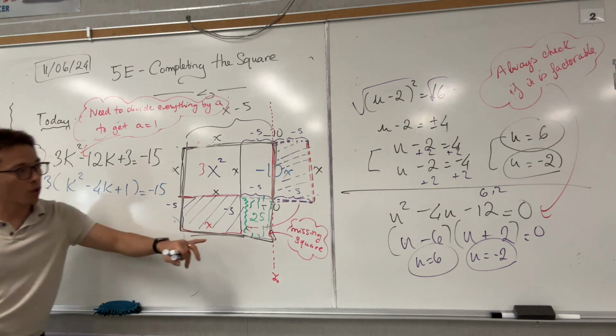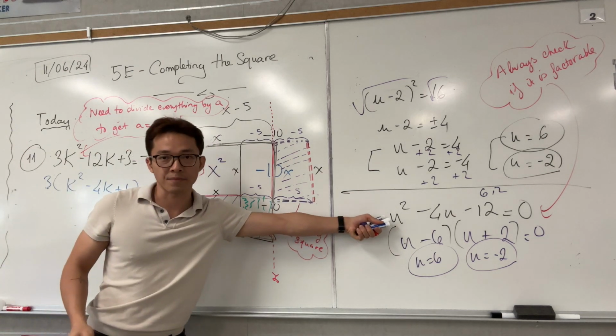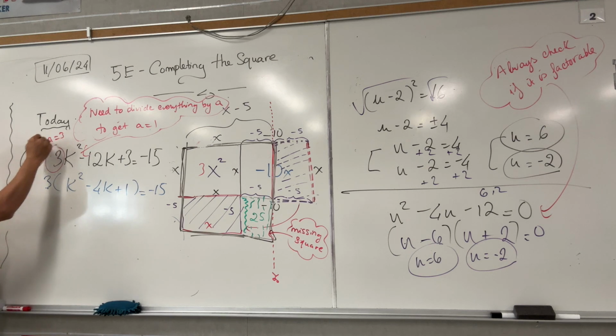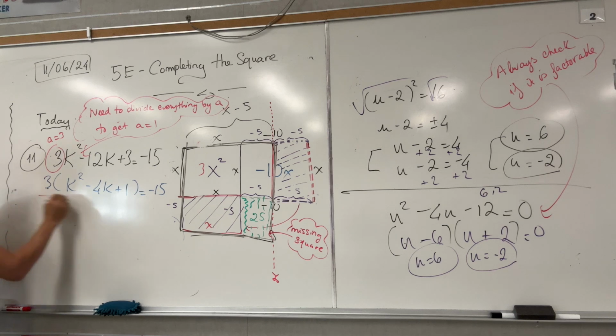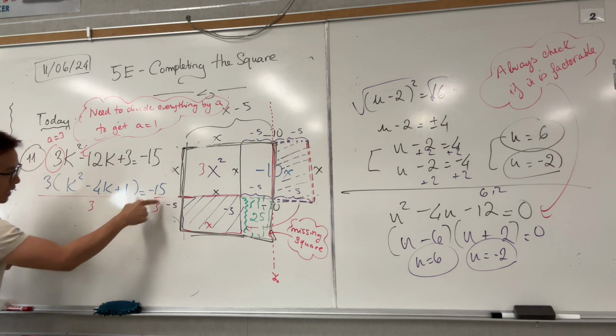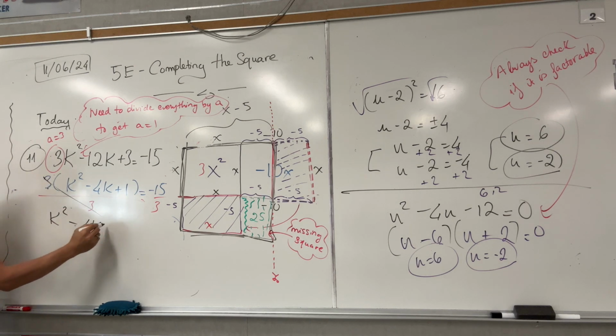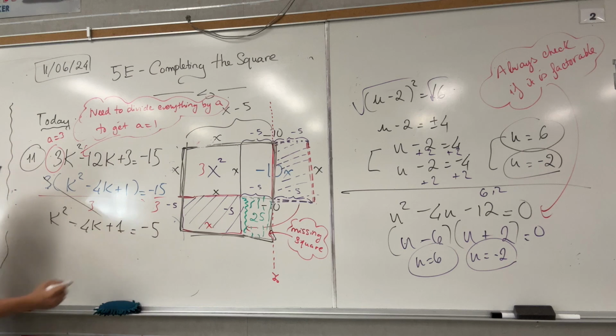So if a is already 1, like this, you don't need to do anything. But if it is not 1, for example, in this one you have a equal to 3. So then you need to divide everything by 3. So in this step, factor the 3 and then divide everything by 3. Whatever you do to one side, you need to do to the other side. So you have k squared minus 4k plus 1 equal to, what is negative 15 divided by 3? Negative 5. Alright, now what next?